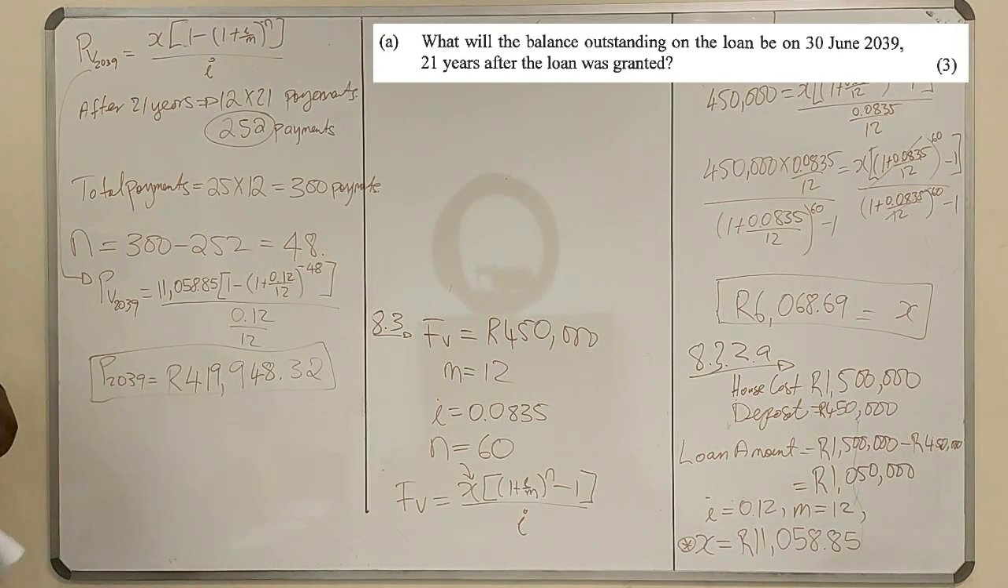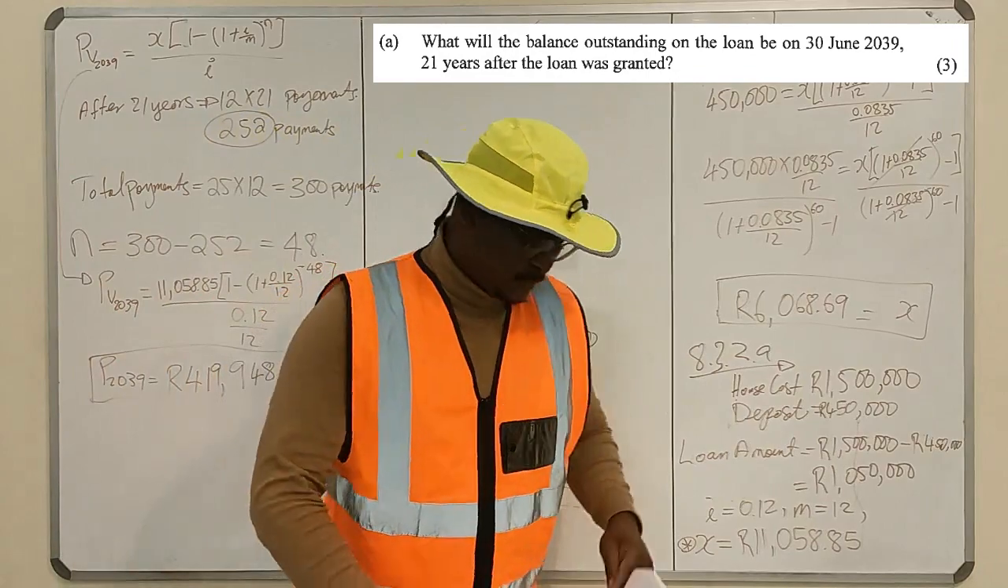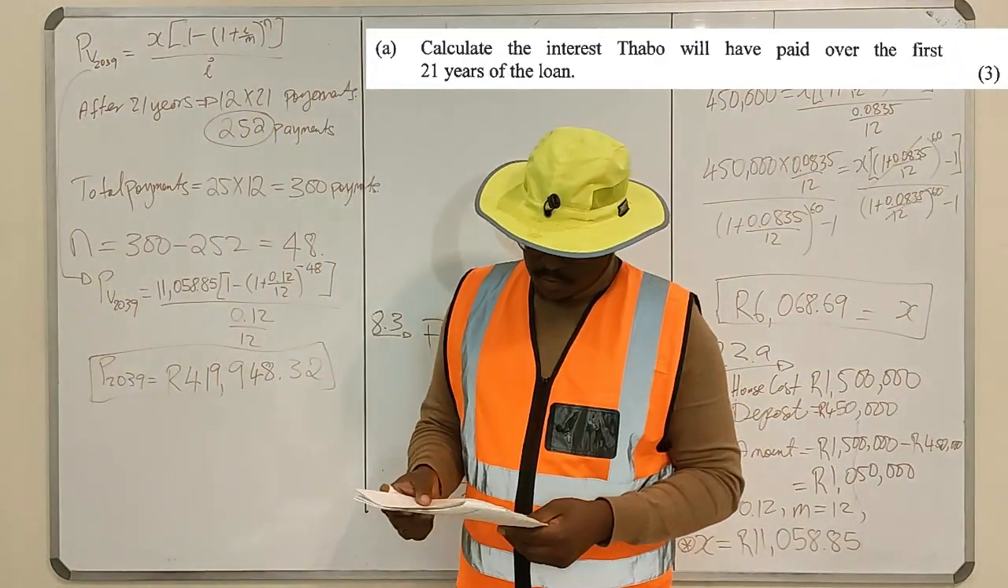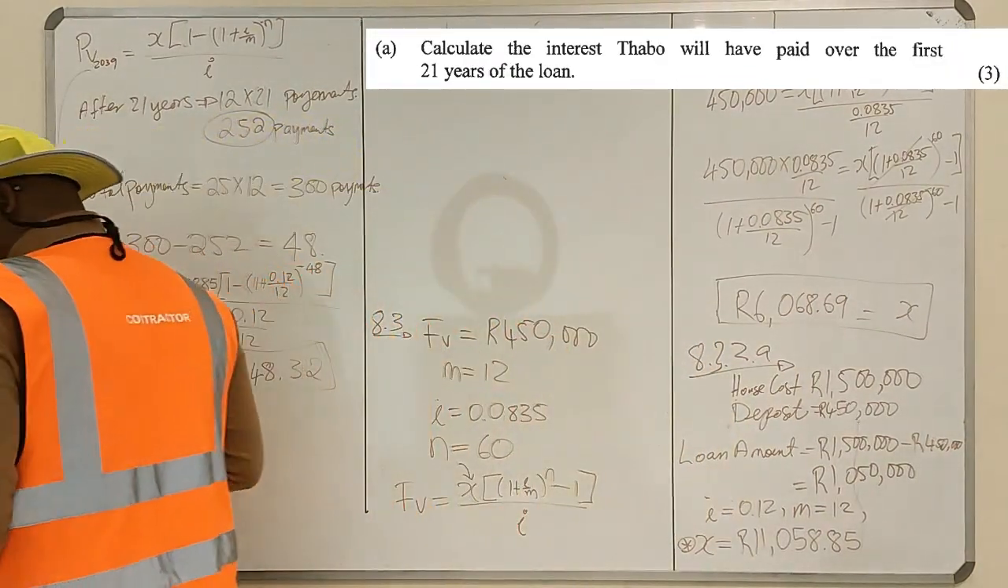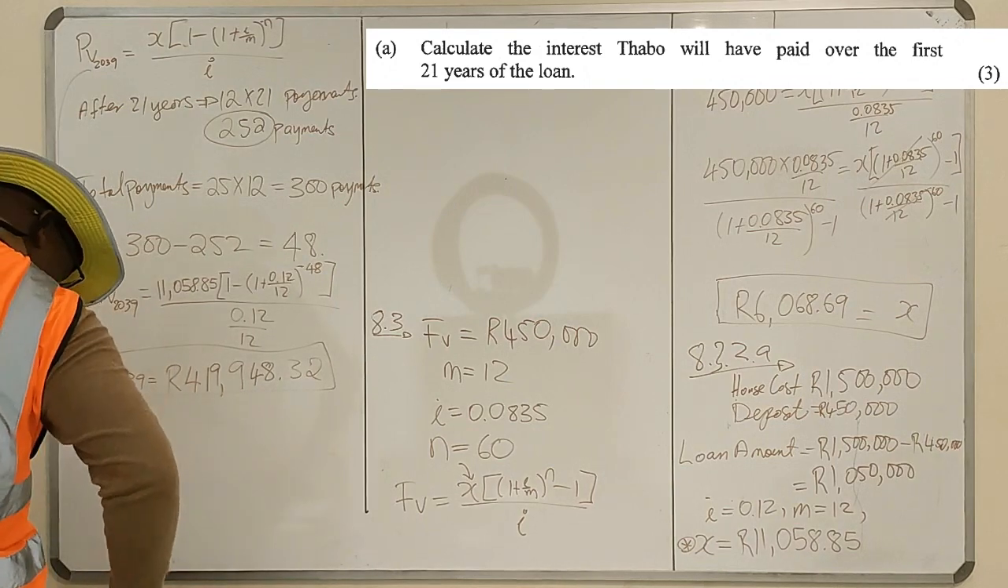So we go to the next question. What are they saying? So this is 8.3. Let me use another color.